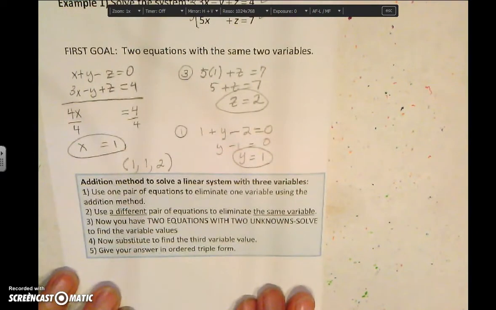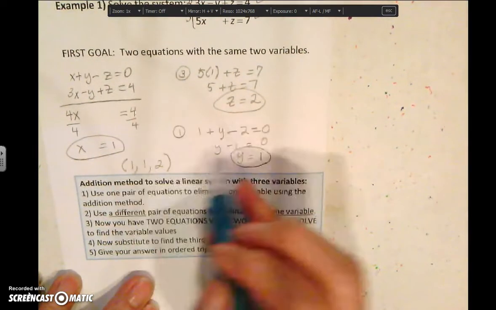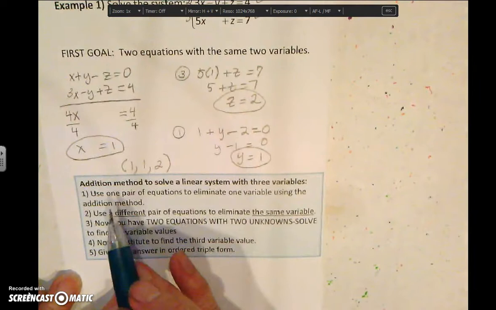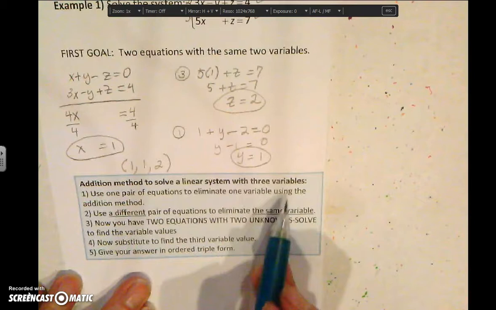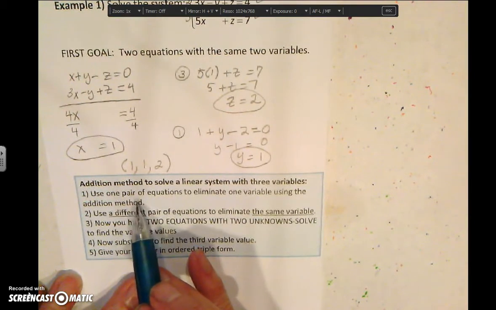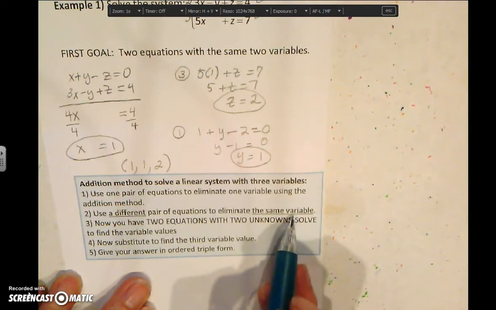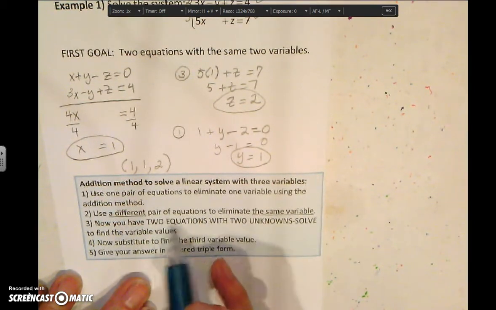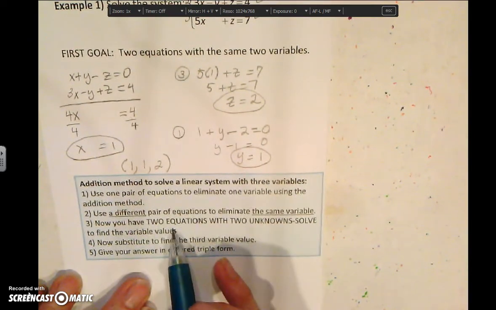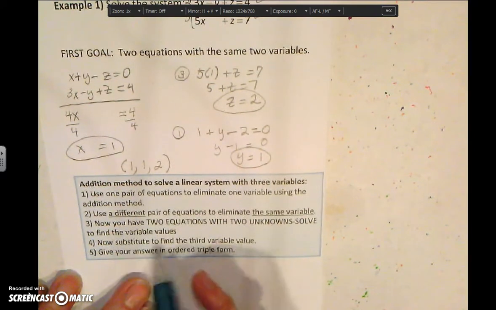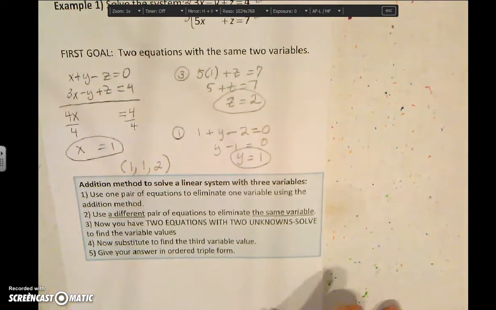So down on the bottom is a summary of what we would do. Now this wasn't a perfect example because everything eliminated. But you're going to use one pair of equations to eliminate one variable using the addition method. Use a different pair of equations to eliminate the same variable. Once you do that, you should have 2 equations with 2 unknowns, and you're going to solve to find the variable values. Then substitute to find the third variable value and give your answer in ordered triple form.